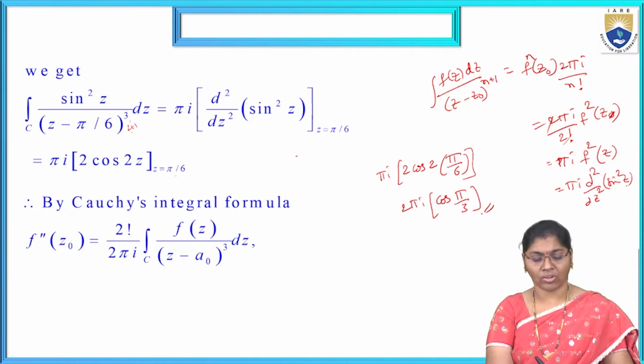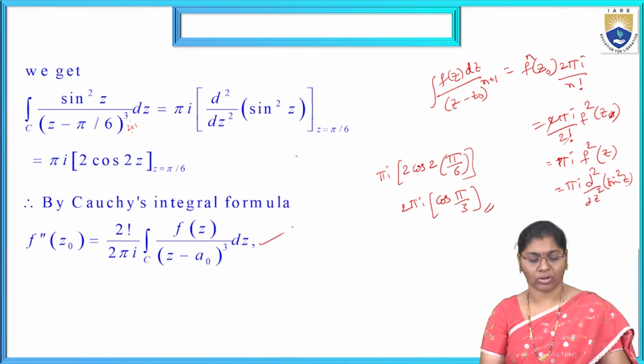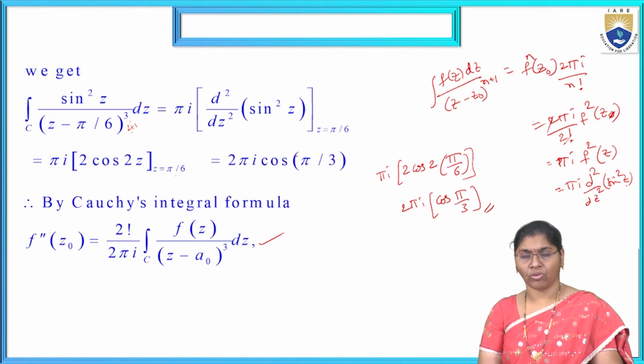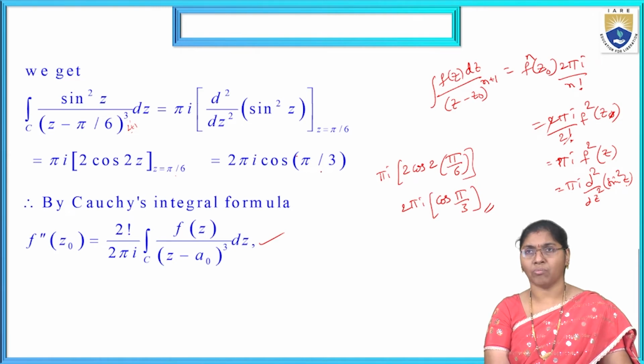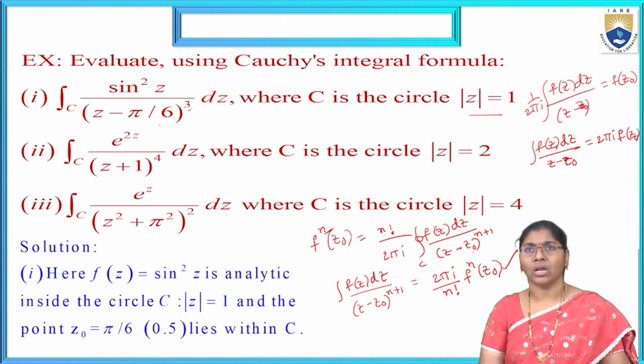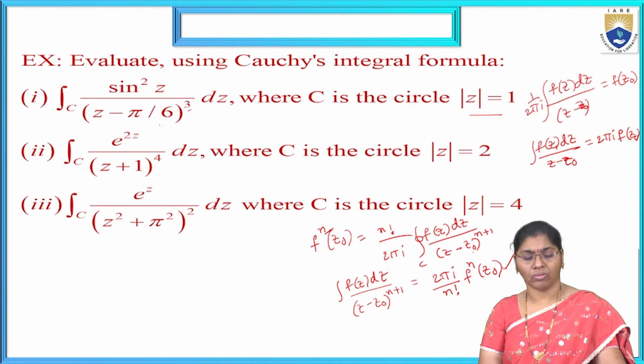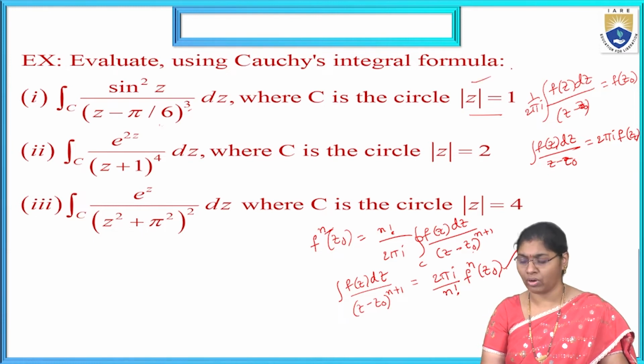By using the generalized Cauchy integral formula, we get this solution. Earlier it is n factorial by 2 pi i. Now cross multiplying we get 2 pi i by n factorial. Here n is nothing but 2, that's why 2 factorial. Then the final solution is 2 pi i cos pi by 3. Now that is the conclusion. This is the first problem of the generalized Cauchy integral formula. This is the first problem completed. Now the second one.